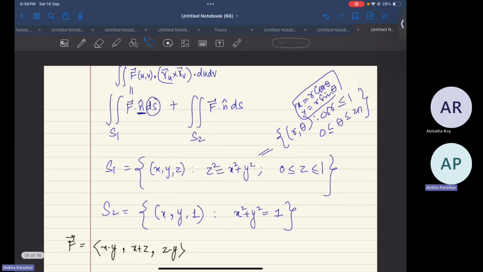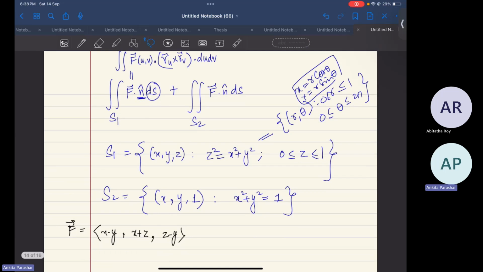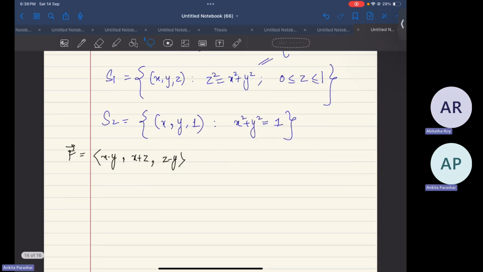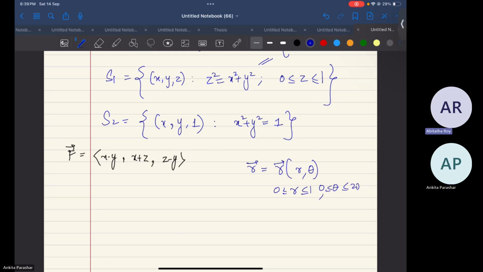Yeah, this is our F. What we want to compute is r_u cross r_v. So r has been changed now to r of u, small r and theta, where r is from 0 to 1 and theta is from 0 to 2 pi. Of course, x is r cos theta, y is r sin theta, and z is r.